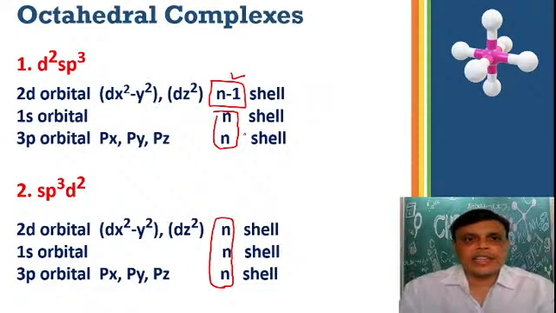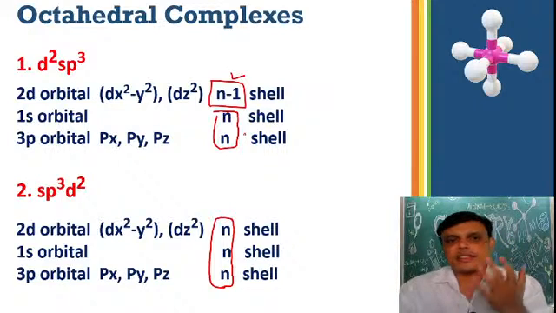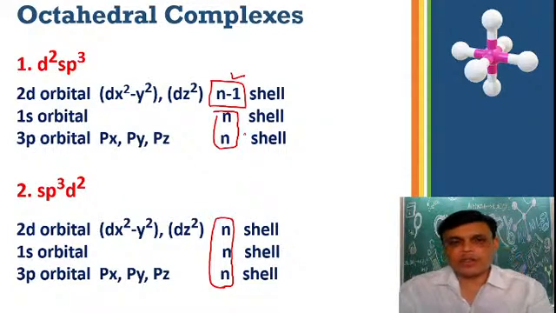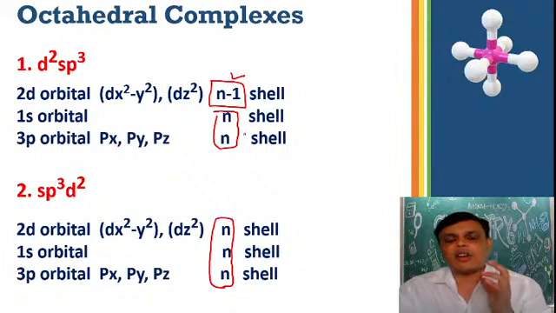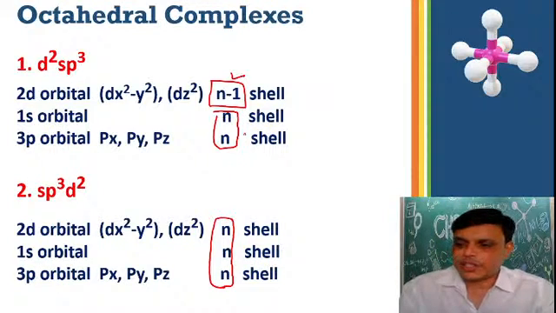Why are only dx square minus y square and dz square involved in the coordinate bond formation? Why not dxy, dxz and dyz? Grisha is saying because they are at the lower energy level. No, the 5d orbitals have the same energy because they are degenerate. They all have the same energy, no difference in energy.